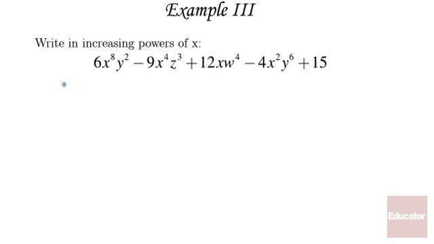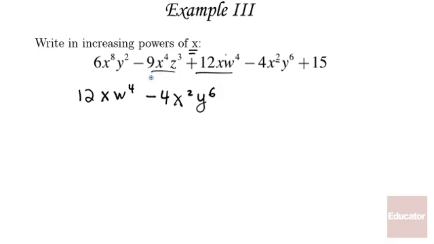Example 3, I'm asked to write in increasing powers of x this polynomial. So they tell me the variable that they want me to focus on is x, and I'm going to write in increasing powers of x. So I'm going to start with the smallest x term, with the smallest exponent, and then increase from there. The smallest exponent I have for x is 1. So I'm going to begin with this, 12x w to the 4th. And I'm not worrying about these other variables. I'm just focusing on x when I put them in order. The next largest exponent for x is 2. So I'm going to have negative 4x squared y to the 6th.